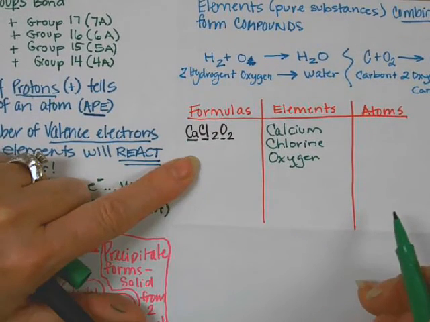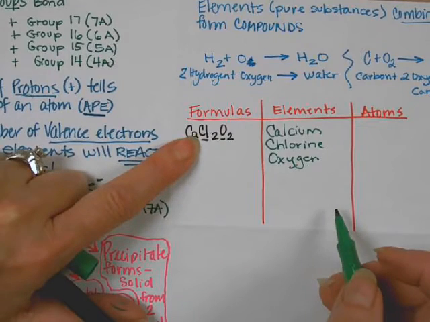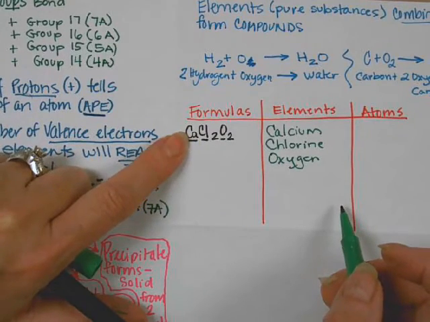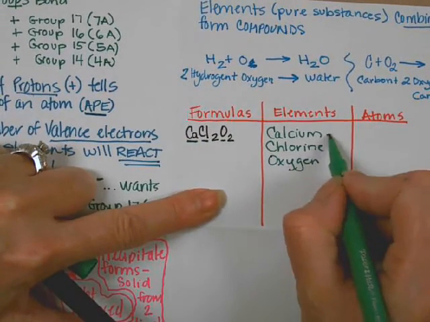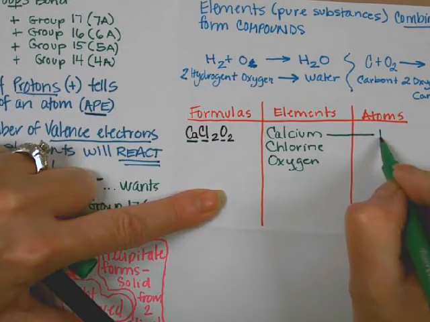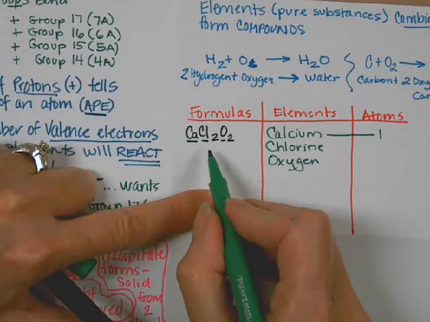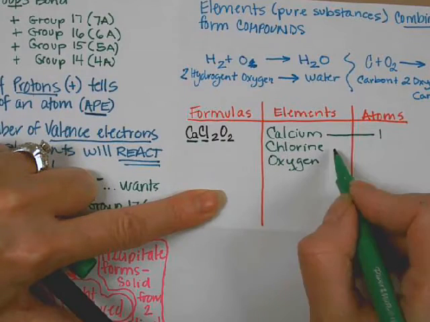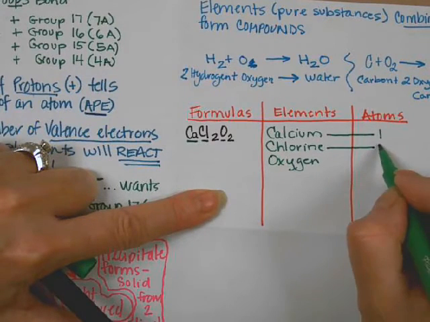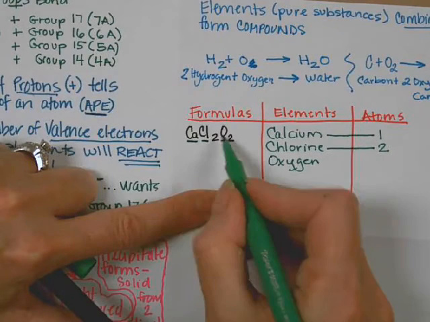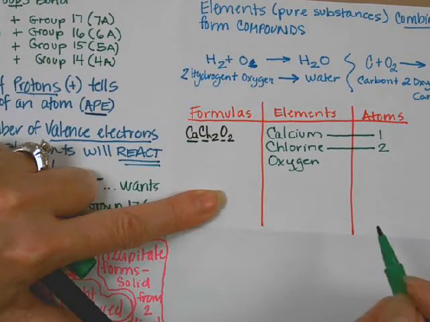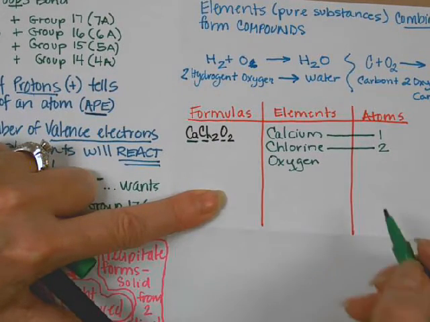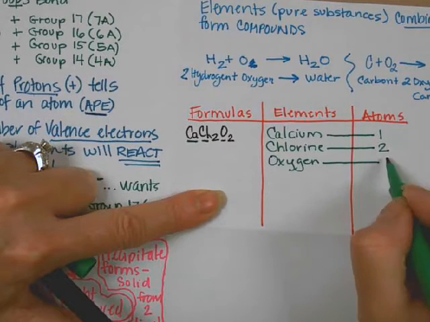And how many of each? Well, if there's no number behind the element symbol, that means there's only 1 atom present. So in the formula CaCl2O2, we have 1 atom of calcium, 2 atoms of chlorine, because remember the subscript goes with the element in front of it, and 2 atoms of oxygen.